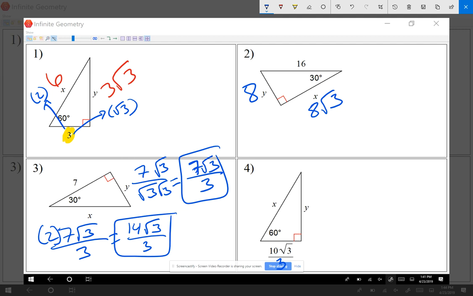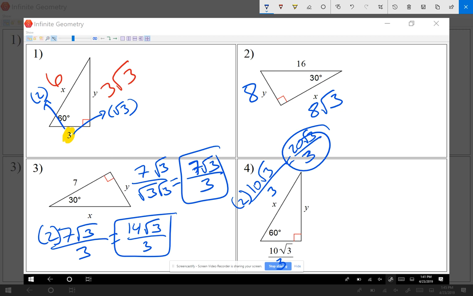Now, I have the small side. What do I do to the small side to get the hypotenuse? Multiply by 2. So I'm going to have 10 radical 3 over 3 multiplied by 2. Every time we multiply, we put it on the top. So I'm going to call this 20 radical 3 over 3. That's x. Right?